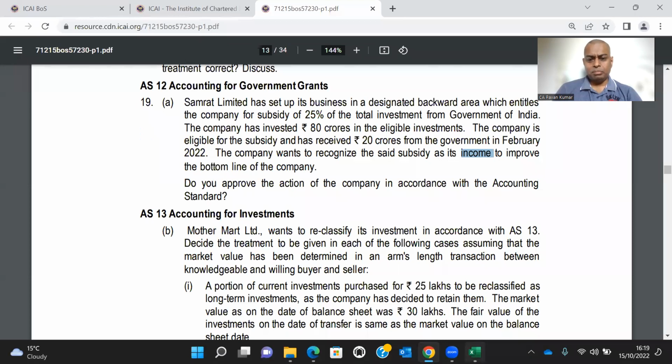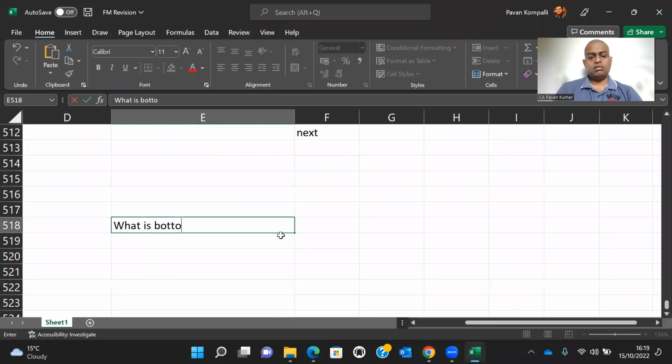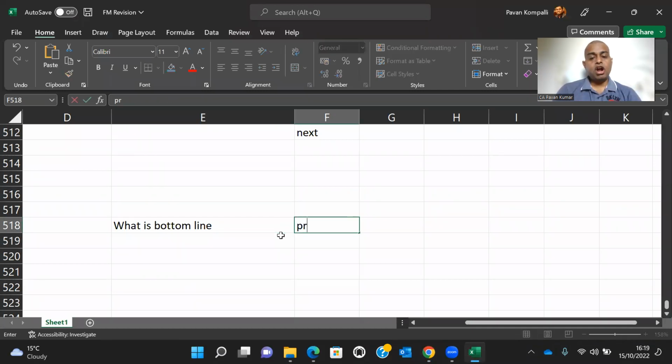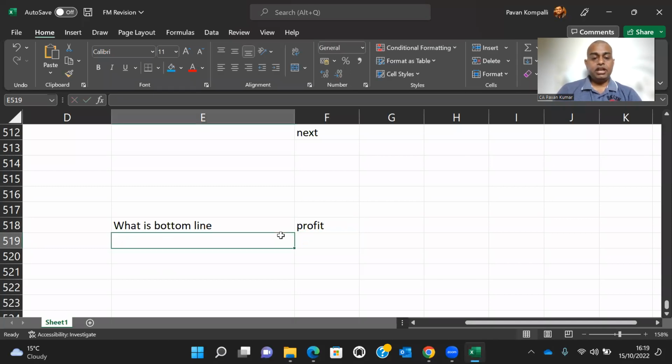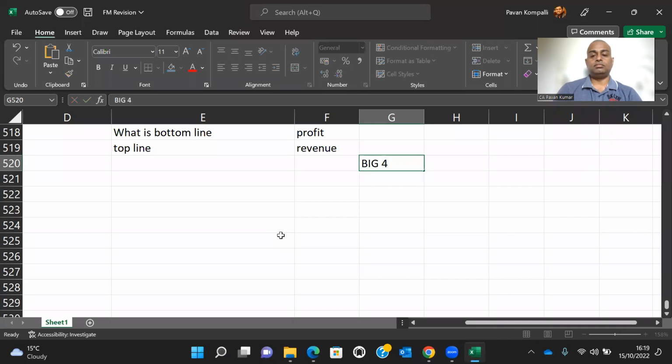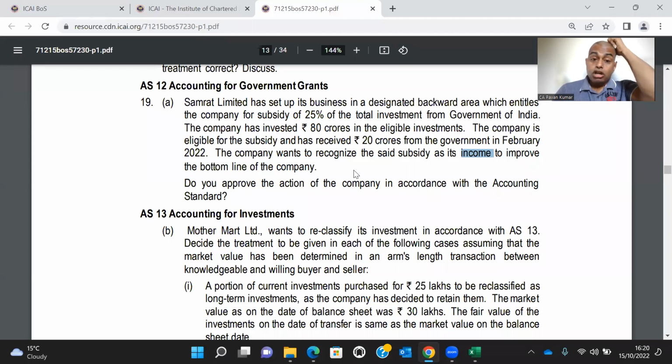What is bottom line? What is top line? Bottom line means profit. Top line means revenue. This is corporate language. If you go to the Big Four, they will never ask what is the sales revenue of the company. They'll ask, what is your top line? Top line means revenue, bottom line means profit. So the company wants to improve its profit, so they recognized this 20 crores as income.